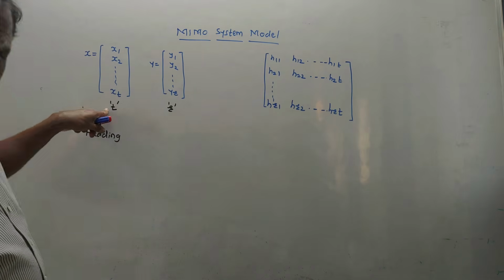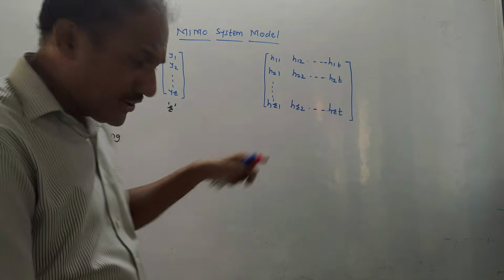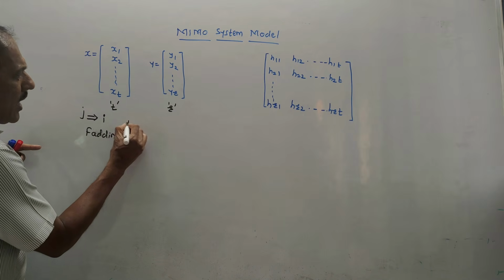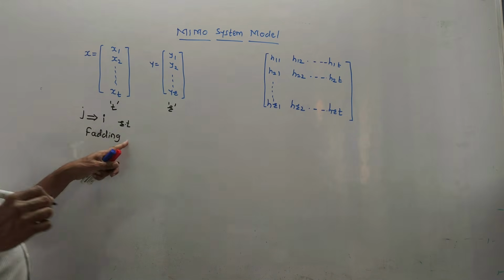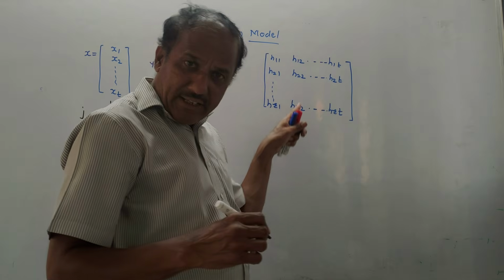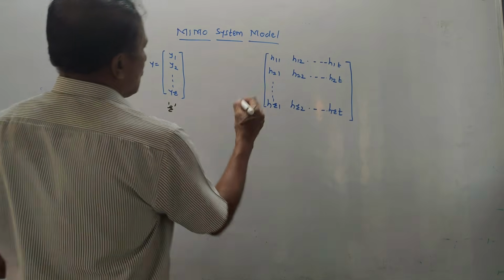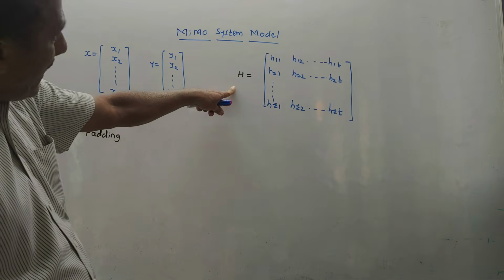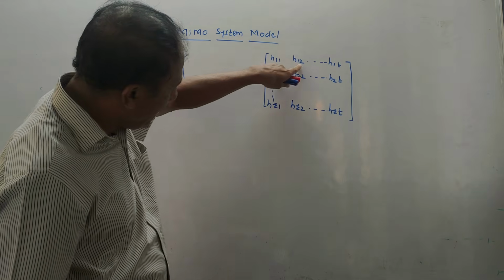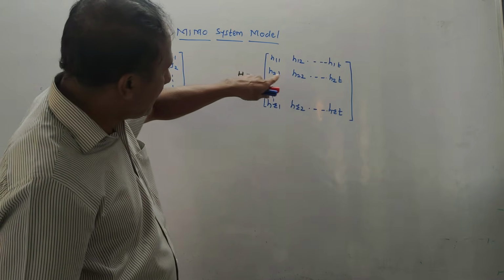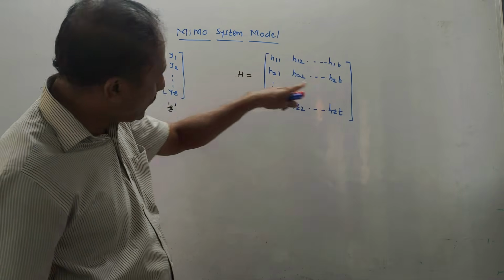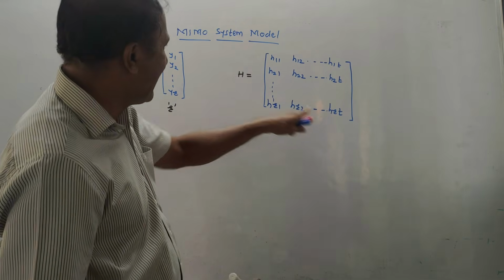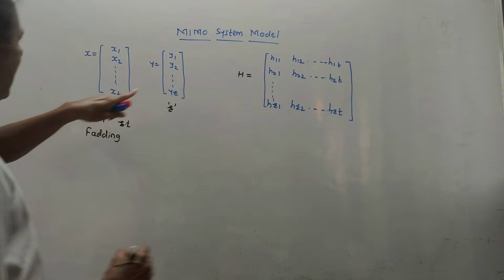Since there are t transmitting antennas and r receiving antennas, the total fading coefficients will be t into r or r into t. So I have expressed the matrix for fading coefficient like this. This is the matrix which is denoted by capital H. It is H11, H12 up to H1t, then H21, H22 up to H2t. Likewise, the last row is HR1, HR2 up to HRT. So this is the matrix for the fading coefficient.